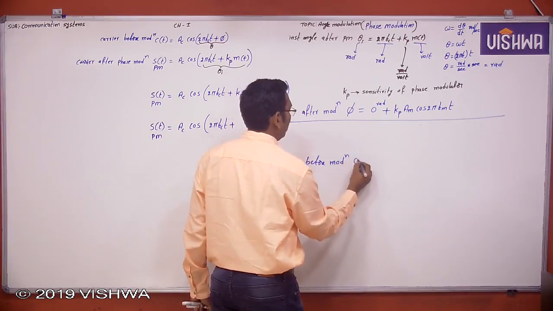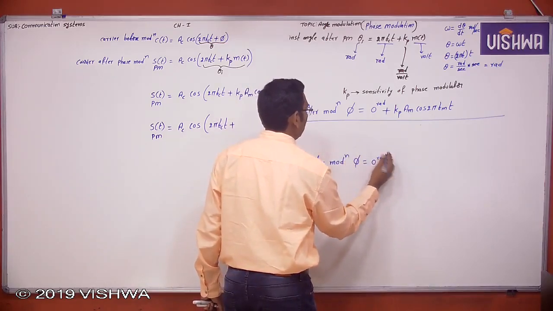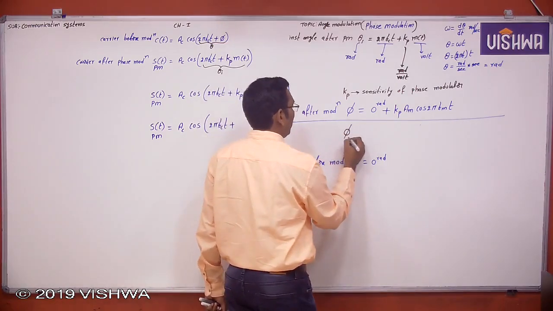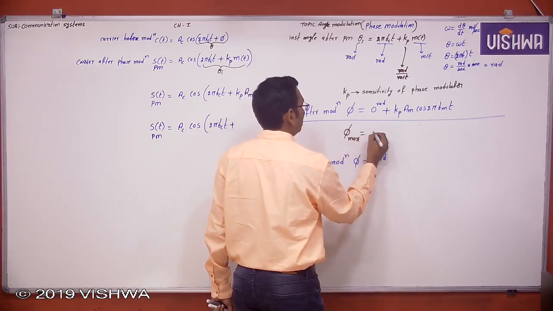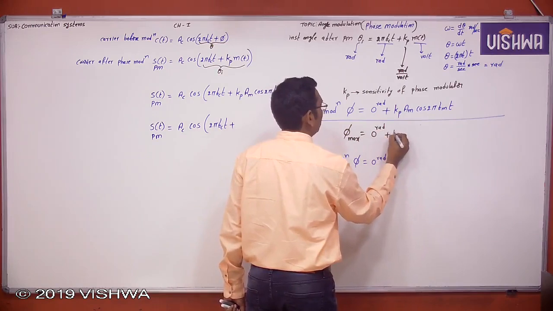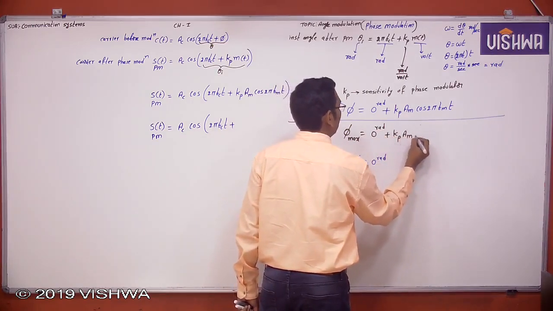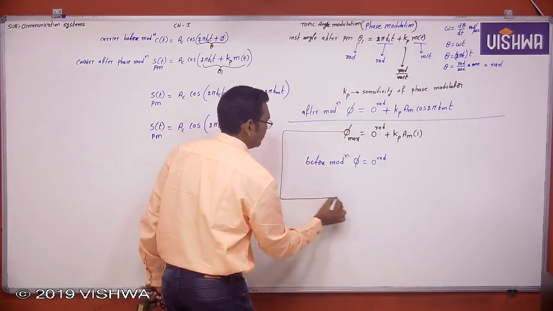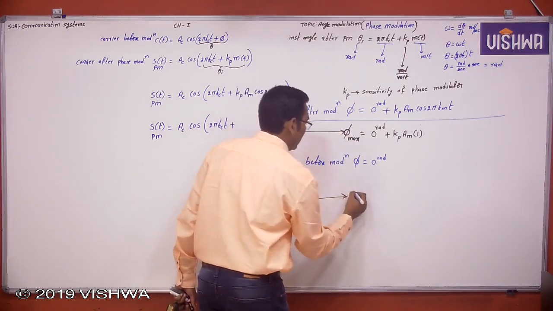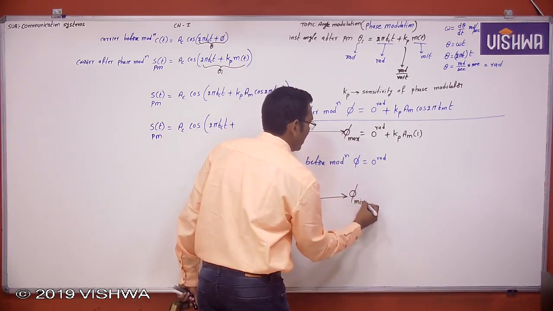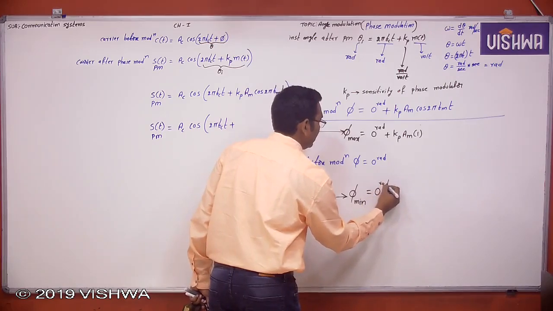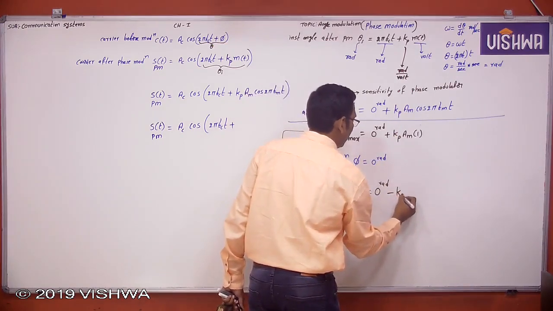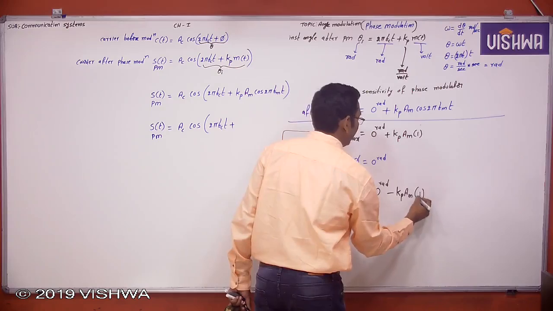Before modulation, the phase is 0 radians. Now after modulation, what is the maximum phase? The maximum phase after modulation is 0 radians plus Kp into Am, because the maximum value of cos is 1. And the minimum phase after modulation is 0 radians minus Kp into Am, because the minimum value of cos is minus 1.